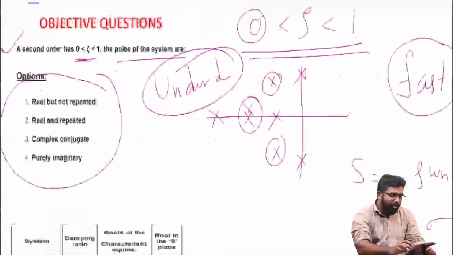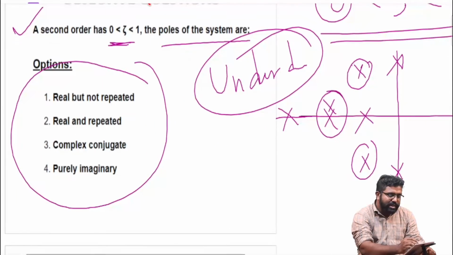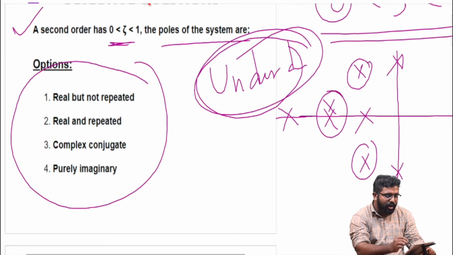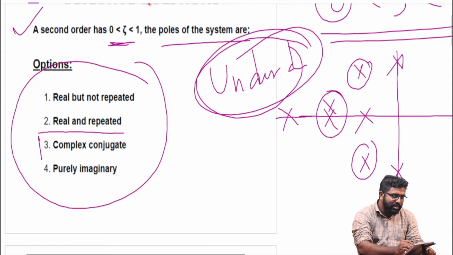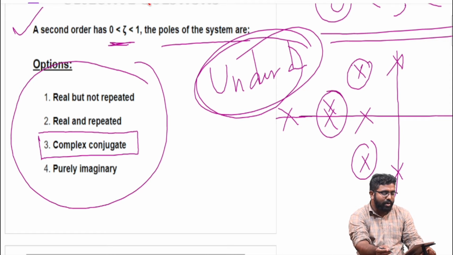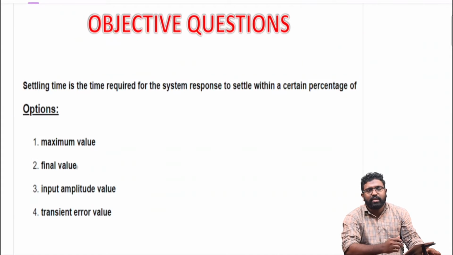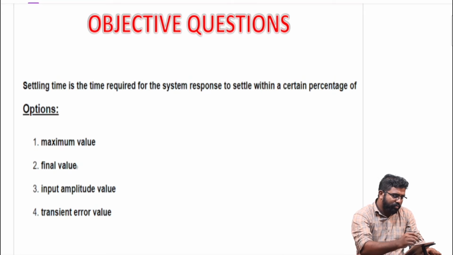Okay, so come to the question. Here theta is between 0 and 1, so it is an underdamped system, and the roots are complex conjugate. The correct answer is option 3, that is complex conjugate. So let me move to the next question.